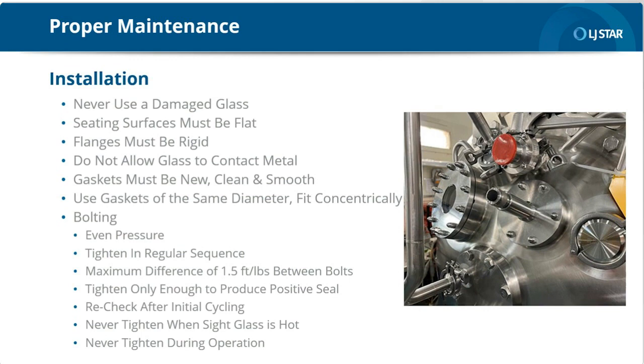Follow a regular tightening sequence to ensure even loading of glass. Allow a maximum difference of 1.5 foot-pounds between bolts during tightening. Tighten only enough to produce a positive seal against the process pressure. Bolts may be tightened after initial cycling of vessel. Never tighten bolts while the sight glass is hot, and never tighten bolts on a sight glass while the equipment is in operation.